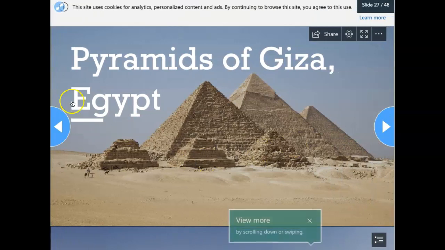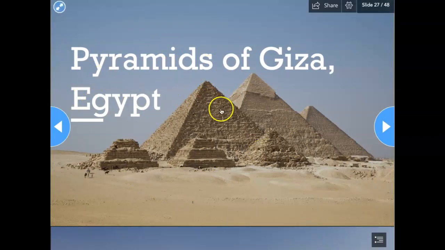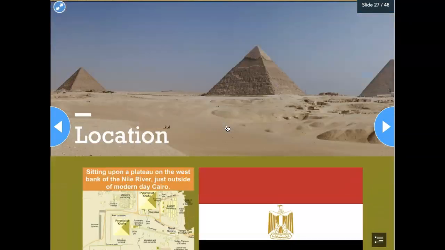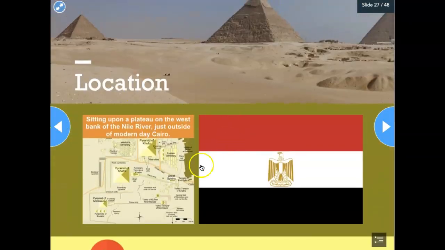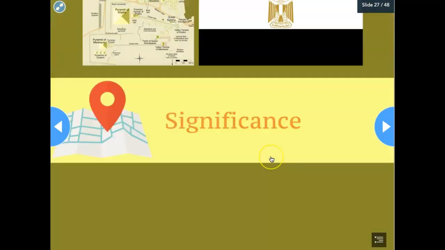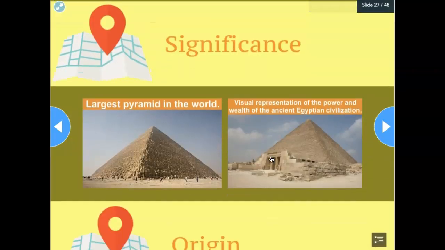So I wanted you guys just to look at this. This is something that I found through Microsoft. It's the Pyramids of Giza in ancient Egypt. It tells you the location of the pyramids. Here is this whole necropolis, the city of the dead, in floor plan, and this is the Egyptian flag. And some fun facts about the pyramids, right?